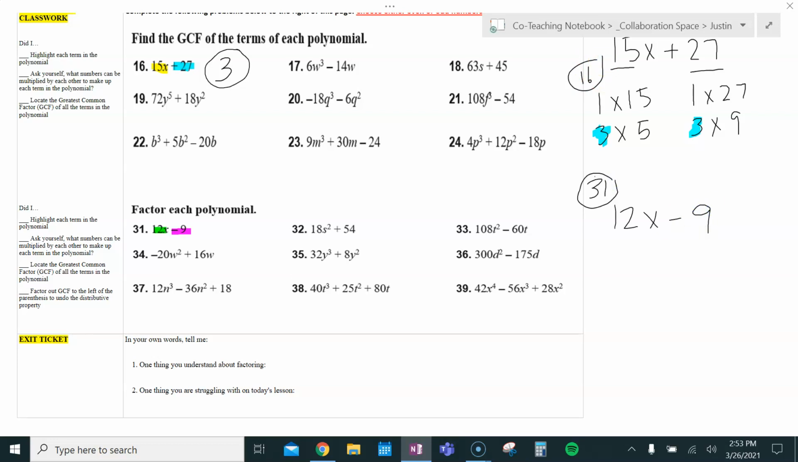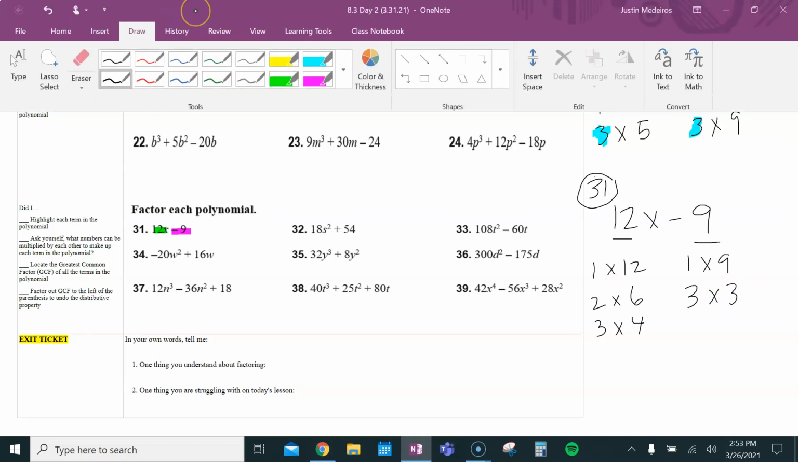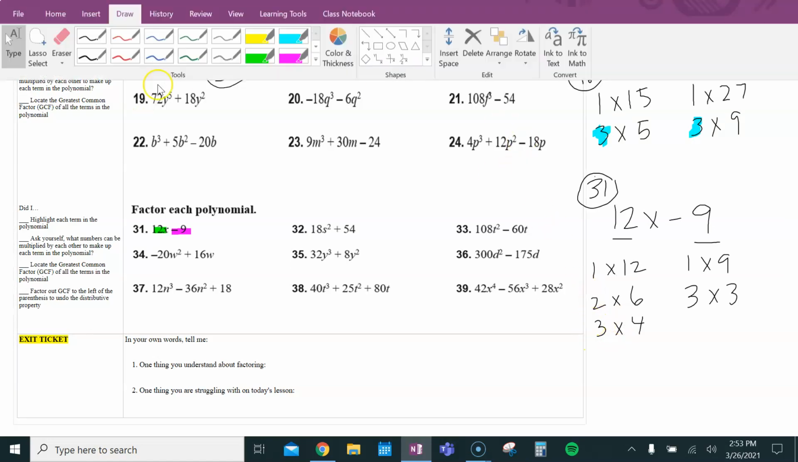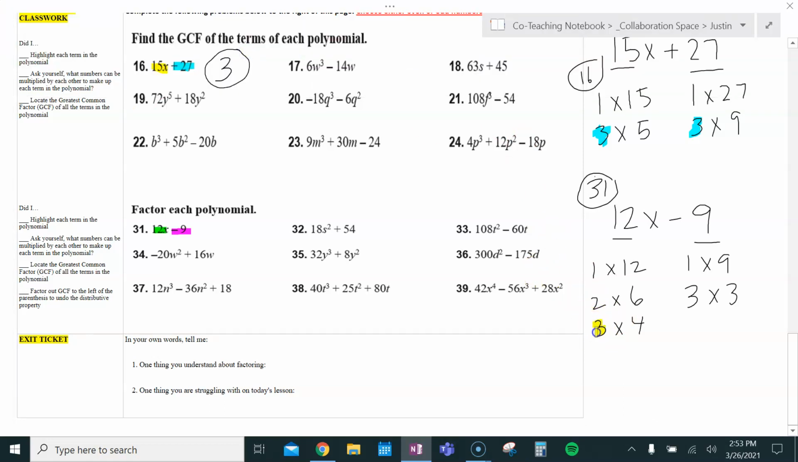We need to find factors of 12 and 9. So factors of 12 would be 1 times 12, 2 times 6, and also 3 times 4. Whereas factors of 9 can be 1 times 9 or 3 times 3. Okay, our greatest common factor here is, again, the largest number that both numbers share. So if we look here, I'm going to highlight it in yellow now, our largest number that both share is this 3. So 3 would be considered my greatest common factor.